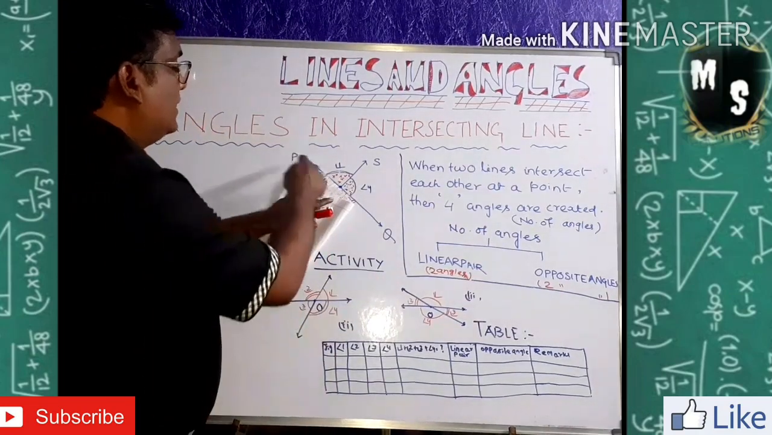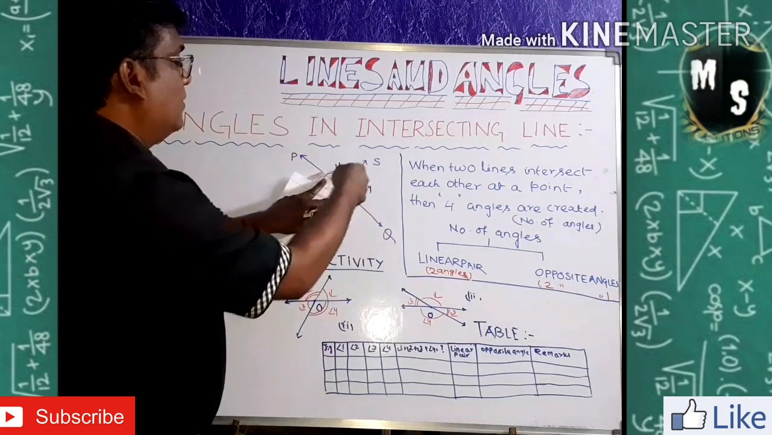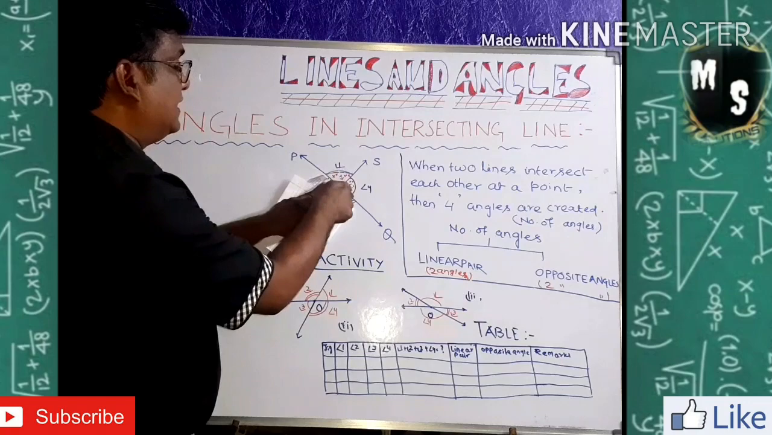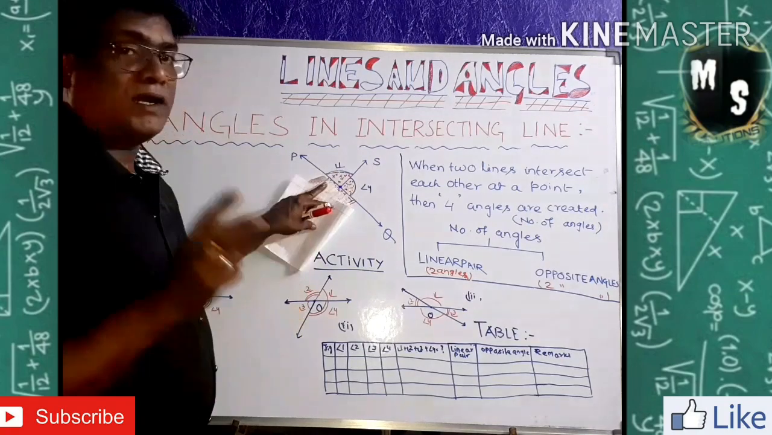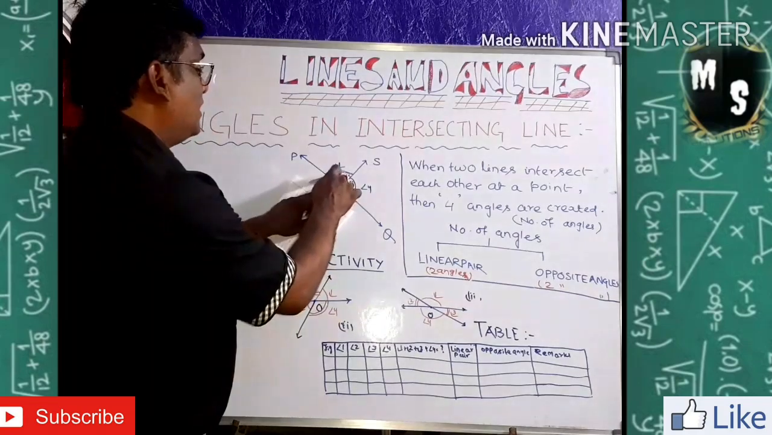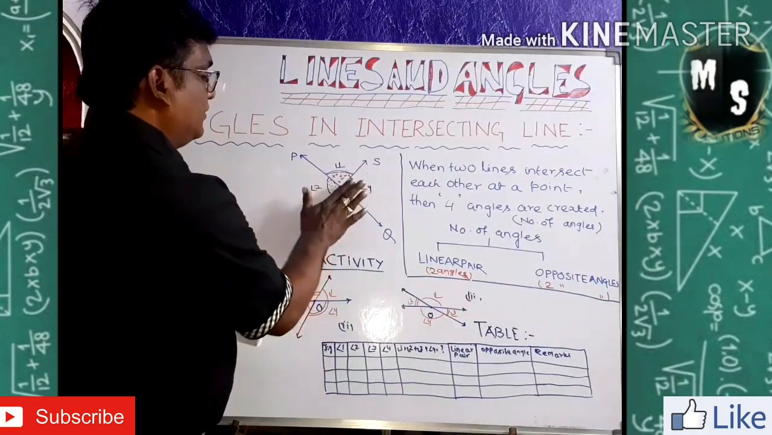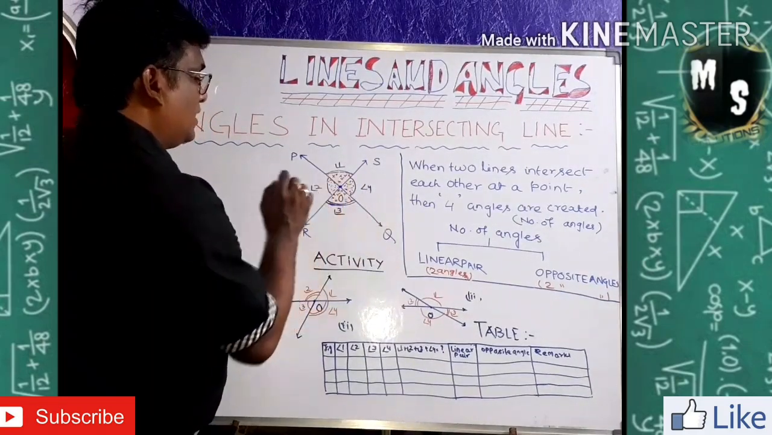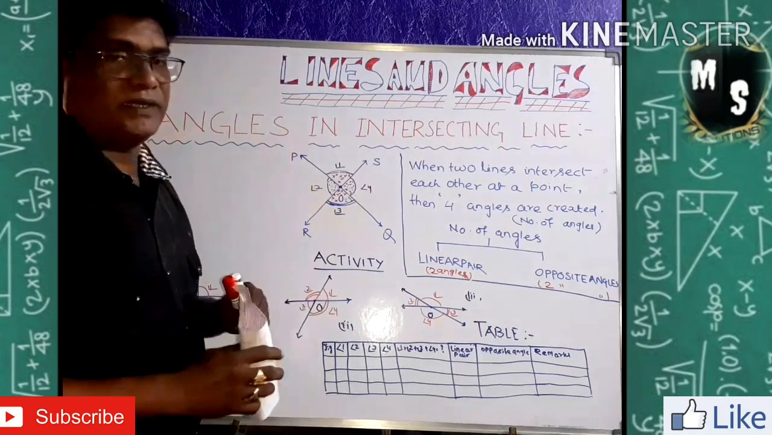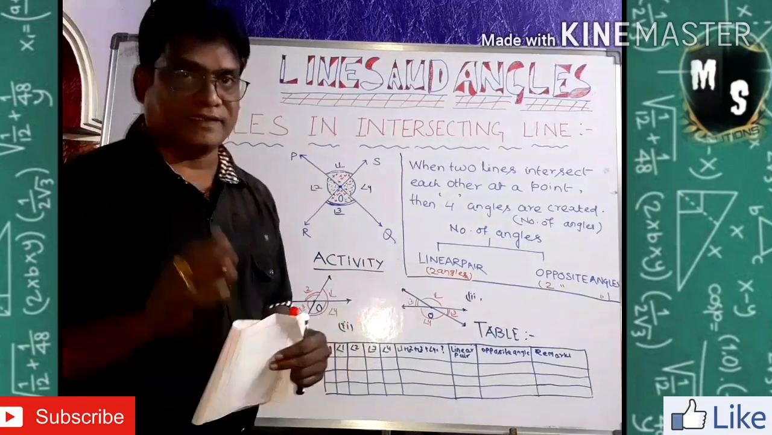See, when this PQ is a line and OS is standing on the line, then how many angles are created here? 1 and 4. 1 and 4 are also called the linear pair. So it is clear that when you cover this, 1 and 2 are a linear pair. When you cover this, 1 and 4 are the linear pair. So definitely linear pair angles are there.